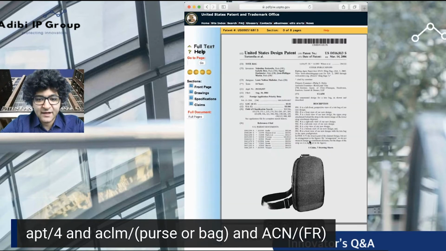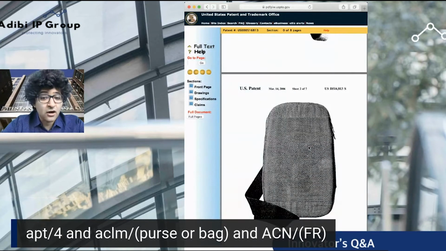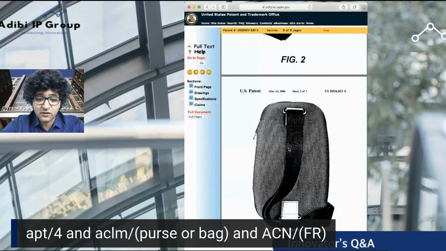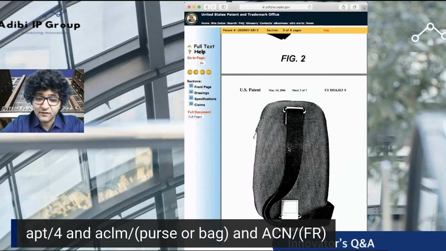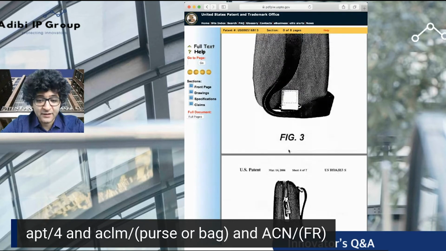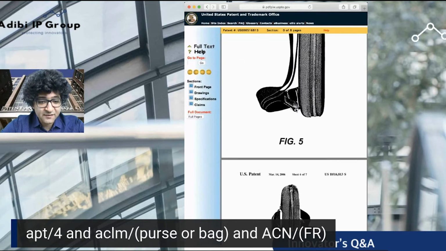One thing to note is that oftentimes, in our experience, it can be risky to submit just color images. Ordinarily, as you saw, a lot of these are line drawings, and that's because the regs actually require you to submit line drawings. So something to keep in mind.